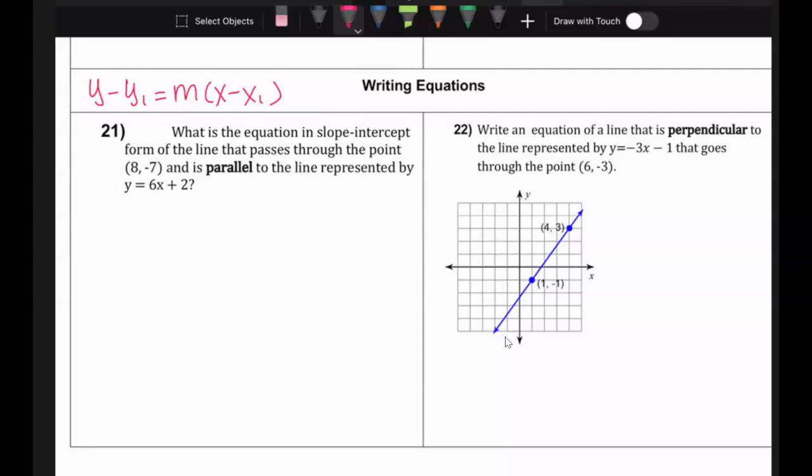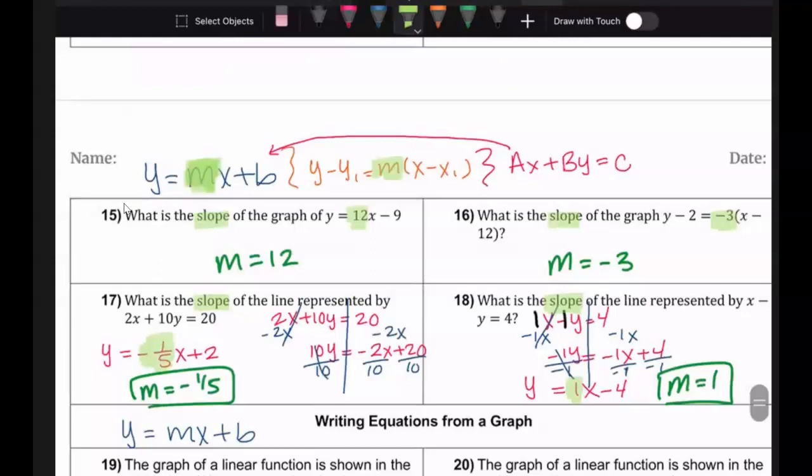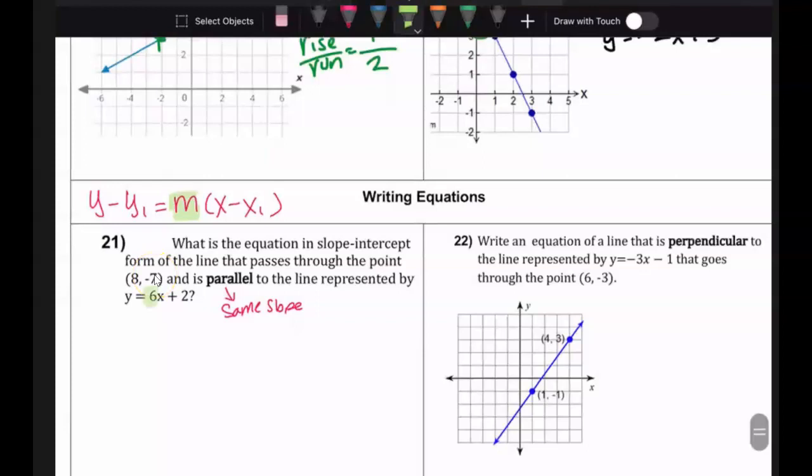So for number 21, it says, okay, we have to write an equation that is parallel to this equation and passes through the point 8, negative 7. So our first step is always to determine our slope. We need to find my m. Well, if it's parallel, I know parallel means same slope. So whatever slope my original equation has, I'm just going to use the same slope. Well, we talked earlier that slope is a number in front of x in slope-intercept form. In this case, my slope is a 6.